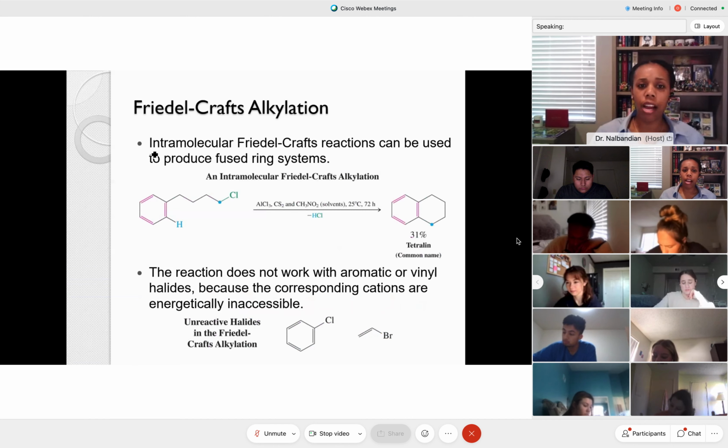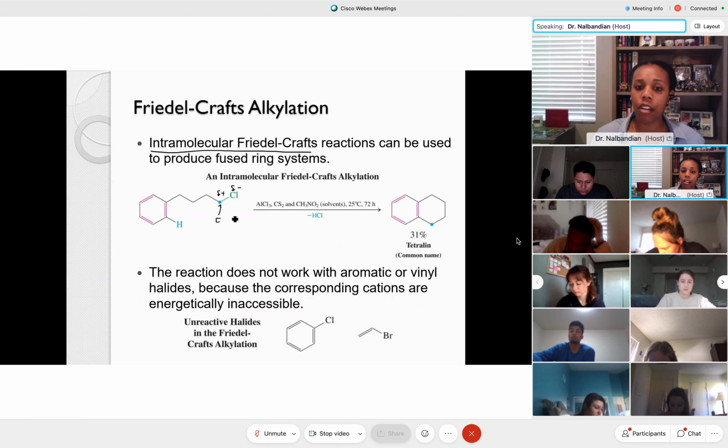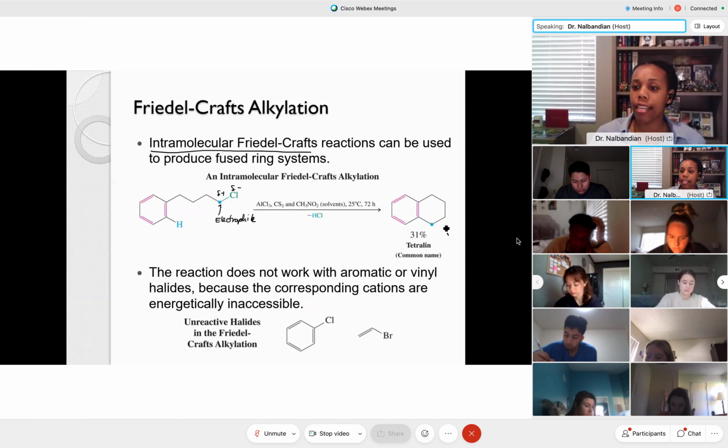We can do an intramolecular Friedel-Crafts also. So here, partial positive, partial negative. That carbon, that's your electrophile, is far enough away that you can end up making a 6-membered ring. Remember, we can do intramolecular reactions as long as we can make a 5 or a 6-membered ring. So it's going to be a fused system.